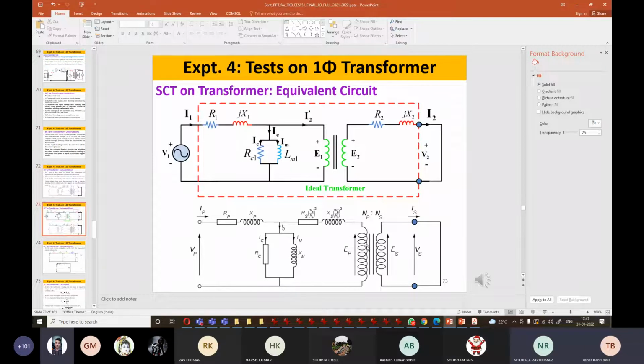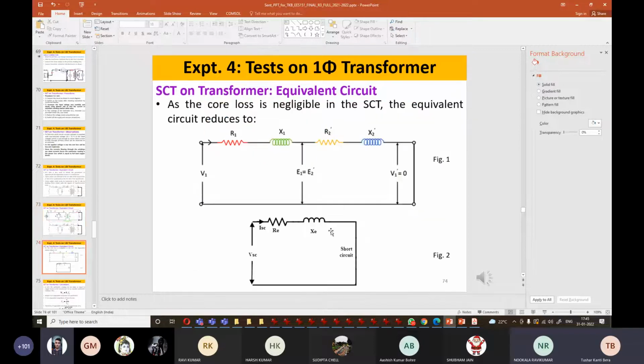I already explained that all the parameters have been shifted to the primary. That's why the equivalent resistance and equivalent reactance, whatever is obtained, are with the approximation made referred to the primary winding. That is already done, that's why we are getting these parameters. So these are all primary winding side current and voltage. This is primary voltage and this is primary current, and power is the primary winding power.